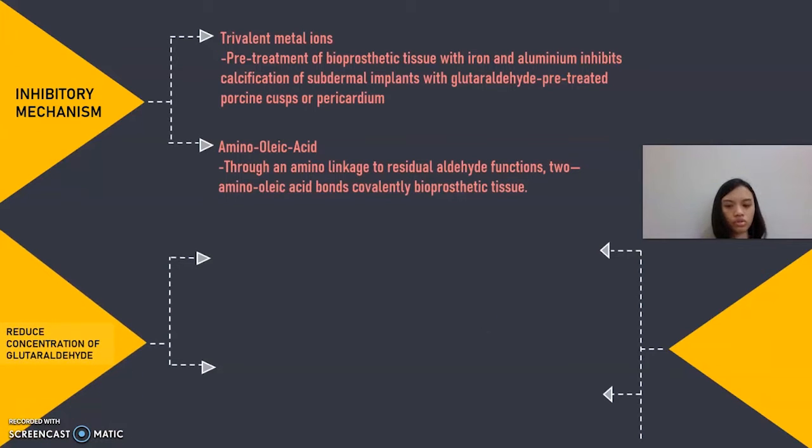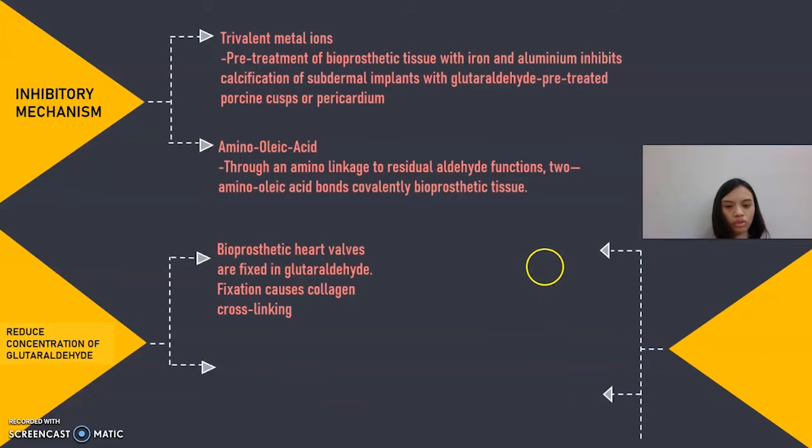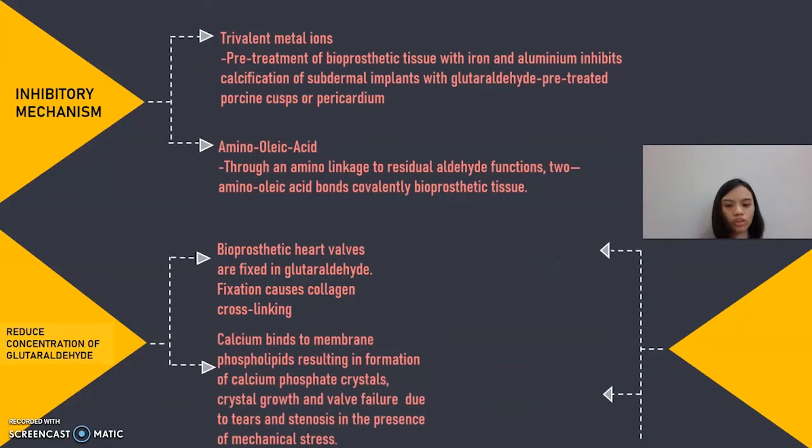The second method is by reducing the concentration of glutaraldehyde. To reduce immunogenicity, bioprosthetic heart valves are fixed in glutaraldehyde. Fixation causes collagen cross-linking, which masks antigens, resulting in reduced antigen presentation and chemical stabilization. It also causes membrane damage, which leads to calcium influx. This calcium binds to membrane phospholipids, resulting in the formation of calcium phosphate crystals, crystal growth, and valve failure due to tears and stenosis in the presence of mechanical stress. In order to reduce these changes without compromising quality, the concentration of glutaraldehyde used has gradually been reduced to 0.2%.